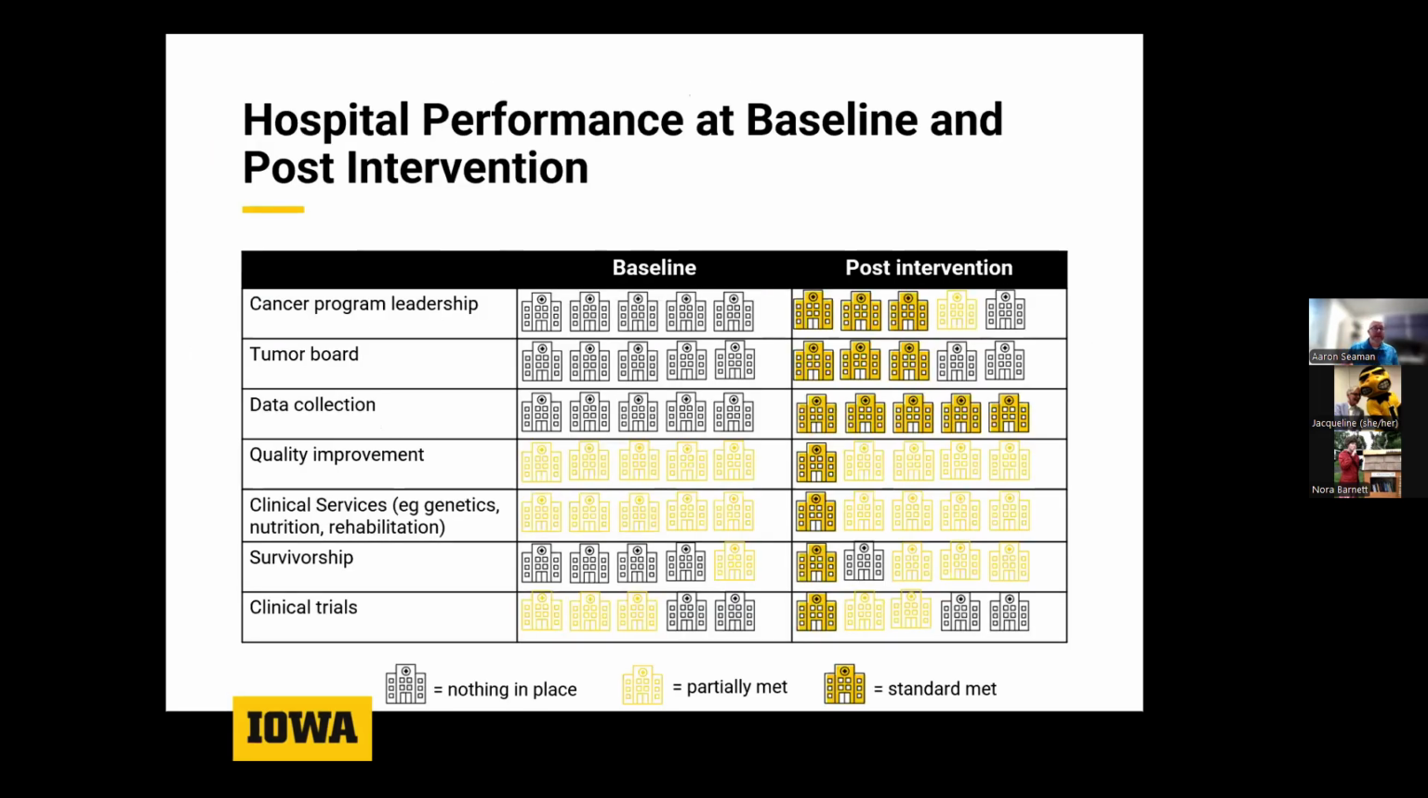So our preliminary analysis, which we've just been completing, looks at the 5 hospitals across these different groups of COC standards. One of the key standard processes is setting up cancer program leadership, right? Your cancer committee, and none of the hospitals initially had that in place. Now we have 3 who have met that standard, 1 who has partially met it. In terms of tumor board, none of the hospitals were doing that initially, but 3 of them are doing so now.